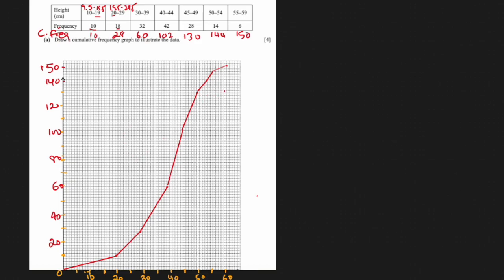All right, so this is the cumulative frequency graph. We always should label this as cumulative frequency, and this horizontal coordinate is height in centimeters.